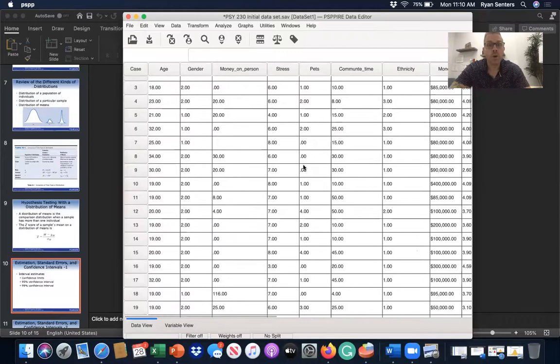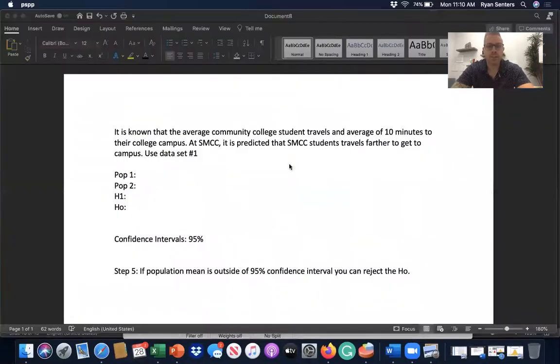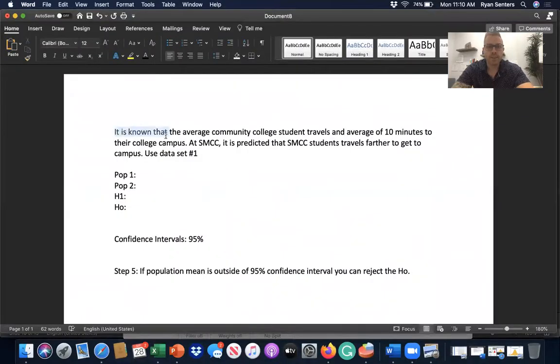Say I have a problem for us to look at. It says, it is known that the average community college student travels an average of 10 minutes to their college campus. However, at South Mountain Community College, it's predicted that South Mountain students travel farther to get to campus.